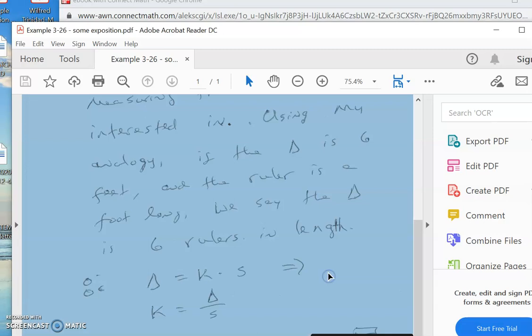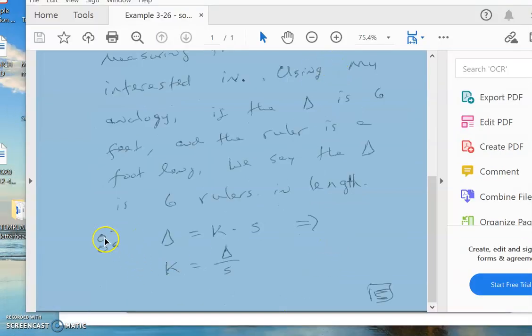Okay, now this symbol right here, it's like a little triangle, or a little pyramid, I guess you'd say, a little circle, a little circle, a little circle. That stands for therefore. That's a very, very common mathematical symbol. All right, so we say that the delta is 6 rulers in length if I'm measuring something that's 6 feet long and I'm using a foot-long ruler. So that's my comparison, or that's my analogy.